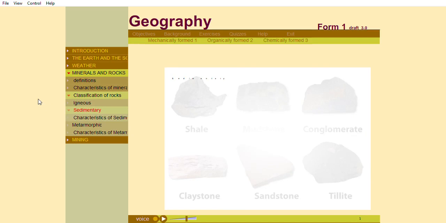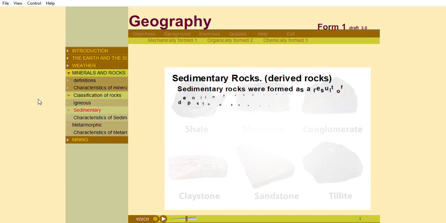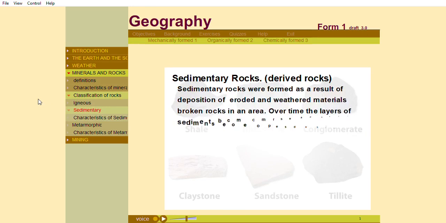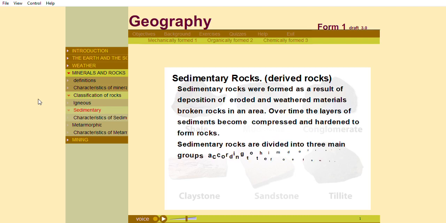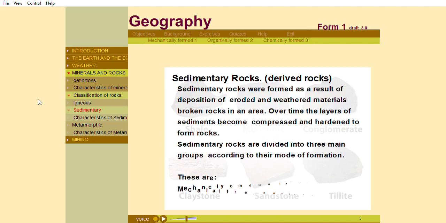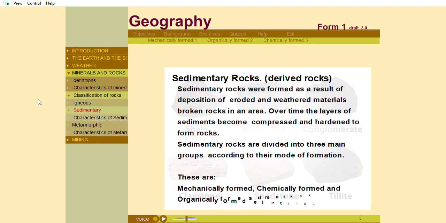Sedimentary rocks, or derived rocks. Sedimentary rocks are formed as a result of deposition of eroded, weathered materials or broken rocks in an area. Over time, the layers of sediments become compressed and hardened to form rocks. Sedimentary rocks are divided into three main groups according to their mode of formation.